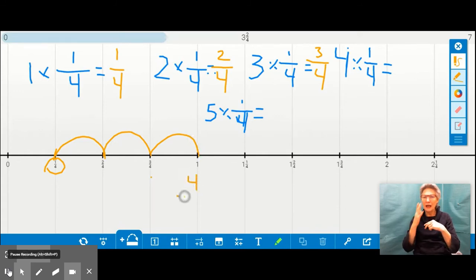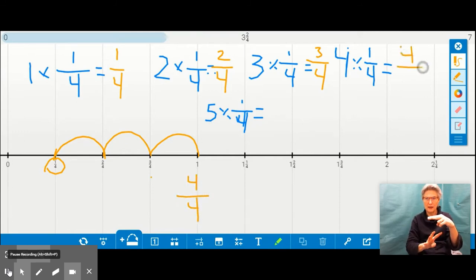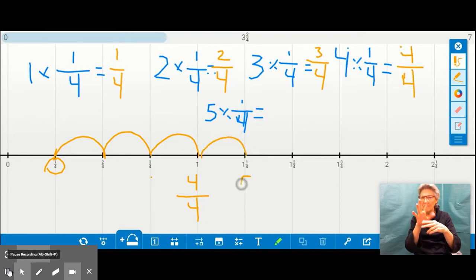4 times 1/4, and I was counting here, I was noticing a pattern, 1/4, 2/4, 3/4. I know that 1 is the same as 4/4. I'm actually going to just write it like this, 4/4, so I can keep an eye on that pattern. And now 5 times 1/4. Same, I know that 5/4 is the same as 1 and 1/4.